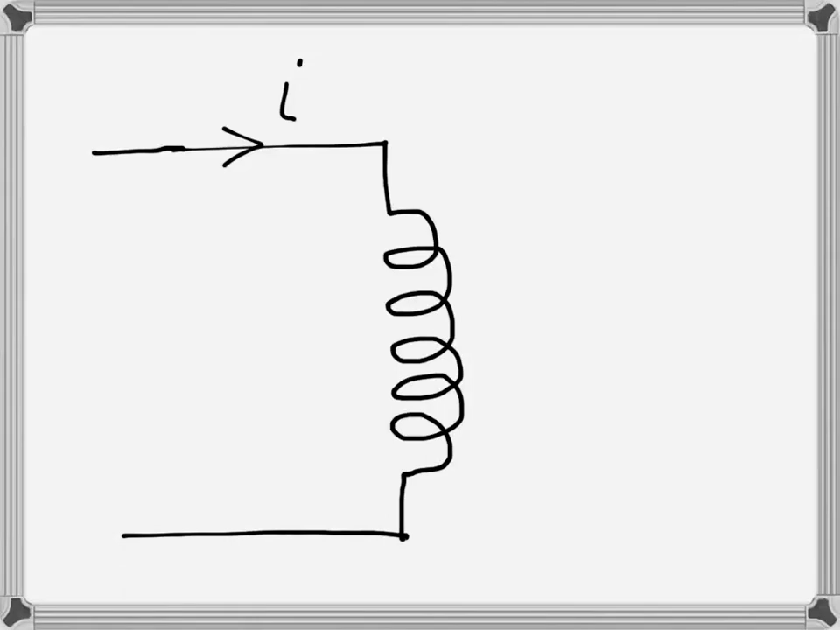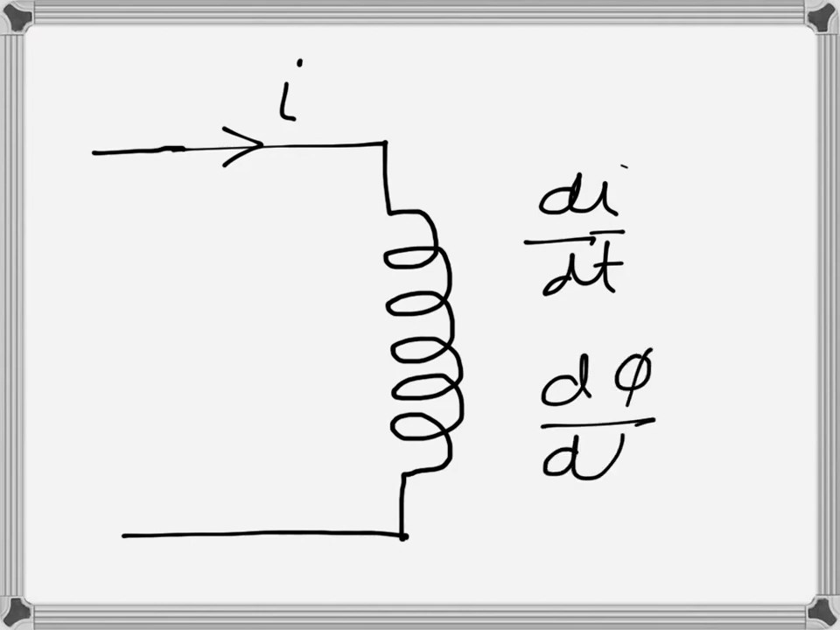Let's consider a current through a solenoid. Now, if this current is a constant, it doesn't change with time. If it is DC, then the flux produced will be constant. But if it is changing with time, the flux will also change with time. So, if di over dt is non-zero, then the flux that is produced, that is d phi over dt, is also non-zero.